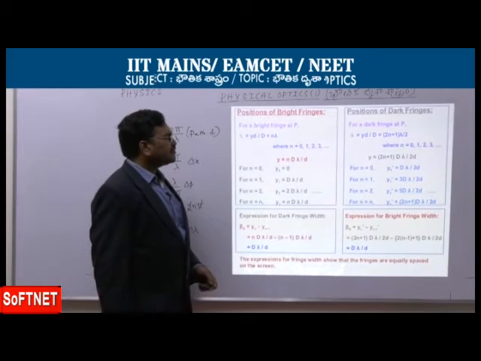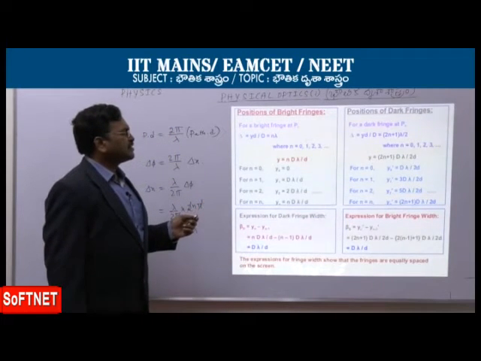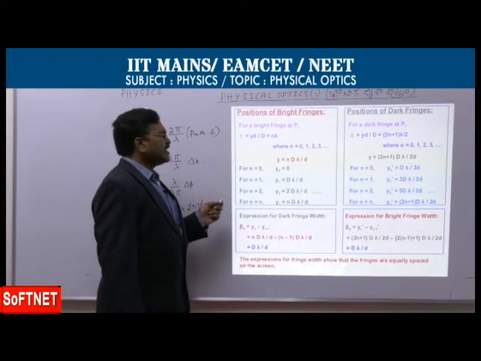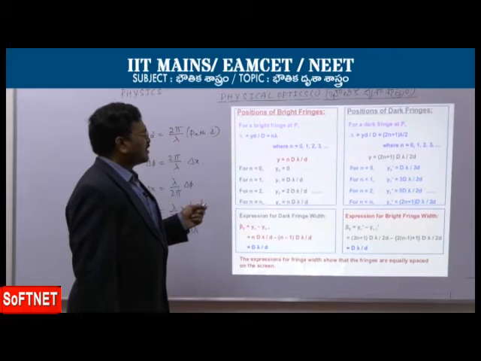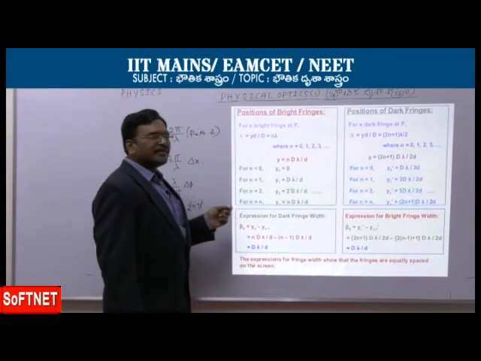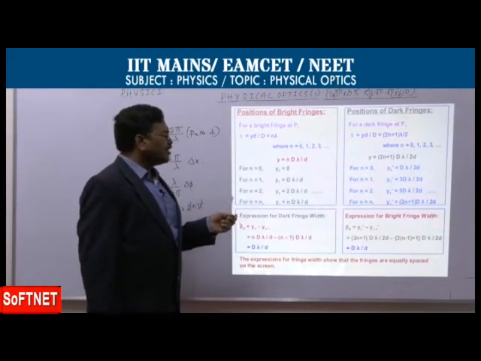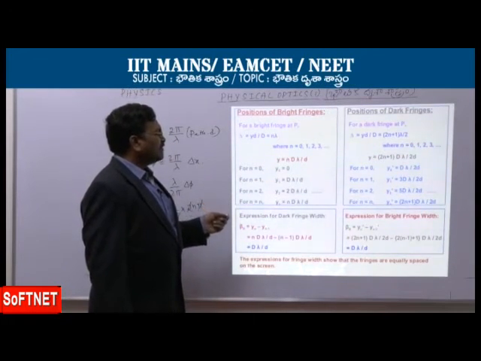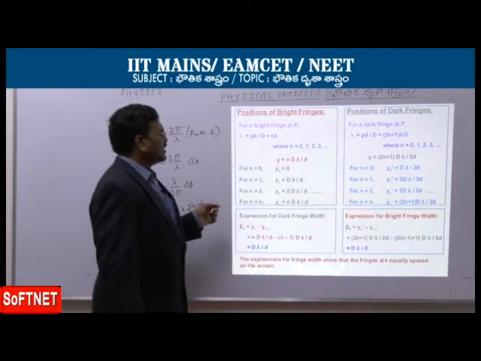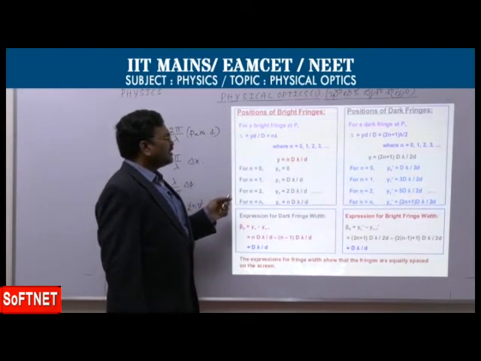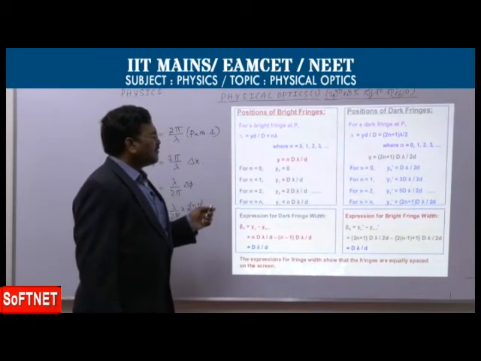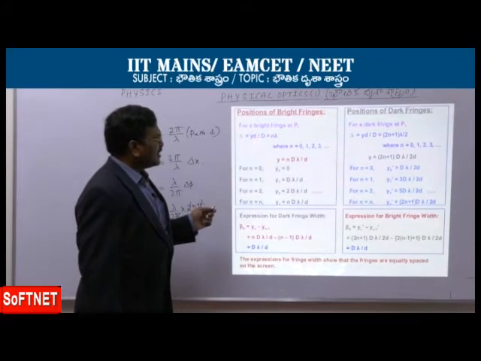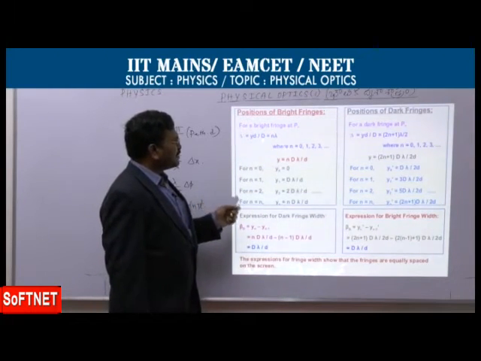Next one: positions of bright fringes. For a bright fringe at P, delta is equal to yd by D. For a bright fringe, path difference is n lambda, where n is equal to 0, 1, 2, 3. Now y is equal to what by the formula? n lambda D by d. So y is equal to n lambda capital D by small d.